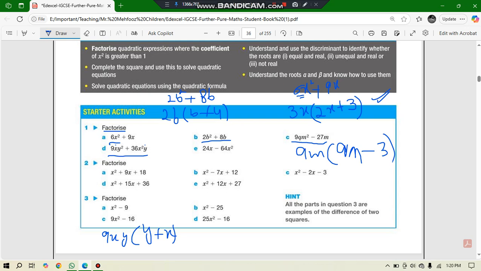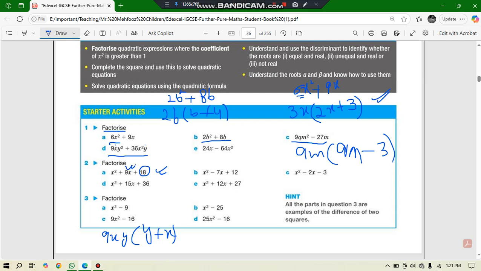Okay, after that we have the second question, second starter activity, that is factorize x square plus 9x plus 18. So first of all, we have to find the pair of numbers. The pair of numbers has two characteristics. If we multiply this pair, the answer will be 18. If we add the pair, the answer will be 9.